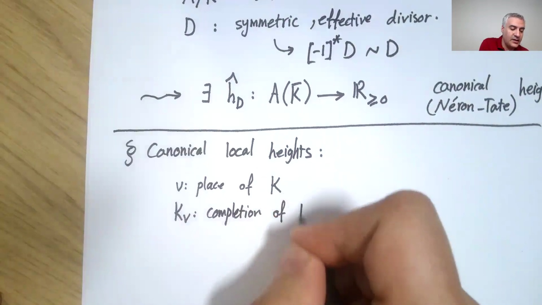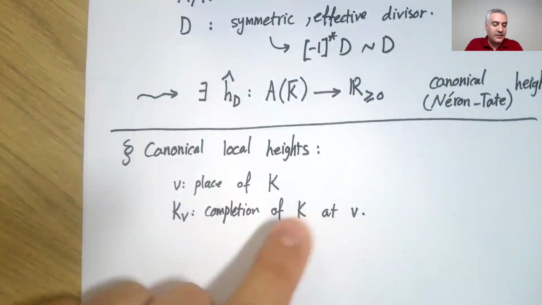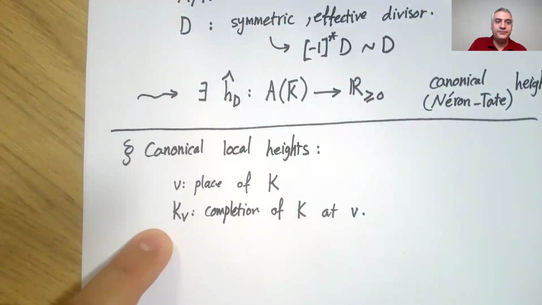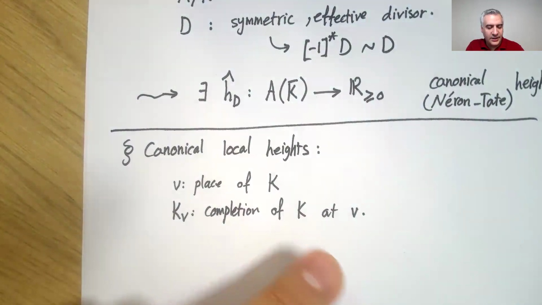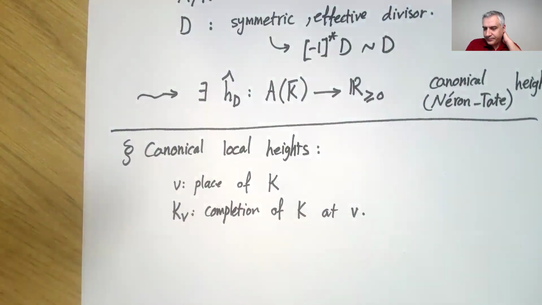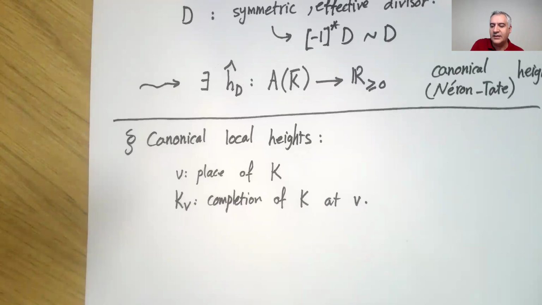of K at V. So if this is a prime number, this is Q_p, the p-adic numbers. But if it's the prime at infinity, this is the real numbers. Or maybe you can also algebraically close and talk about complex numbers or analogs of that in the p-adic setting.